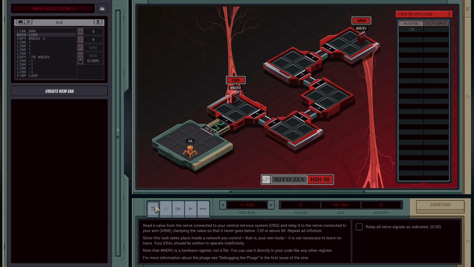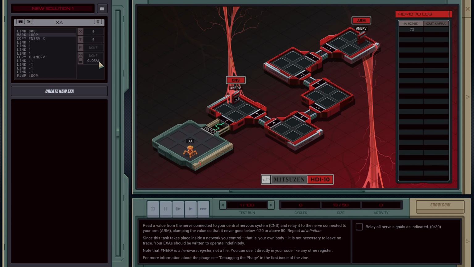And then let me try this. And then if I do negative 120. Yes. Okay. Like that. Okay. And then if I do negative 119, just to make sure I'm understanding this properly. Yeah. Okay. All right. Okay. Now I get what they want me to do.